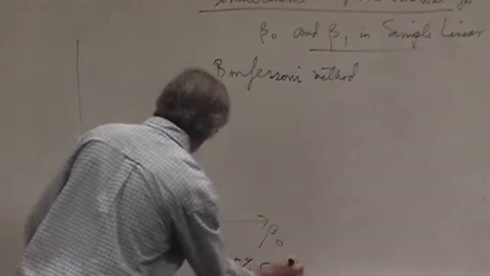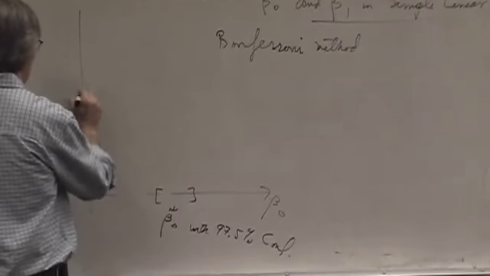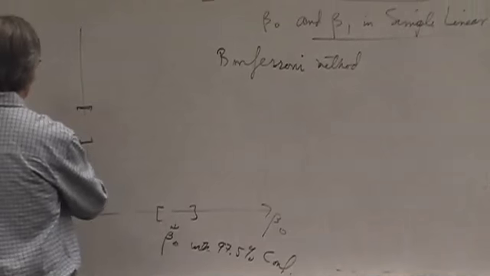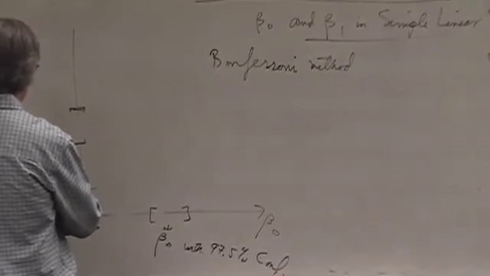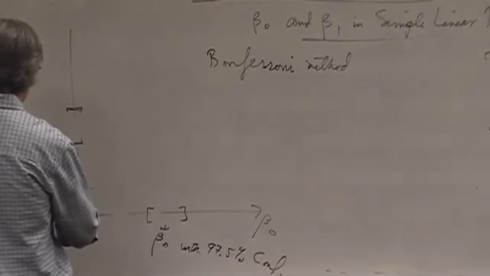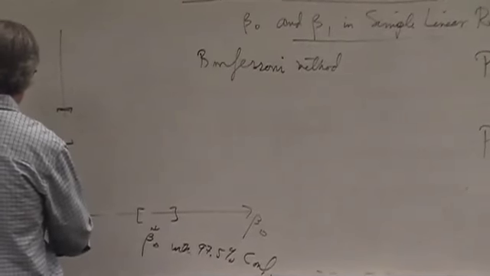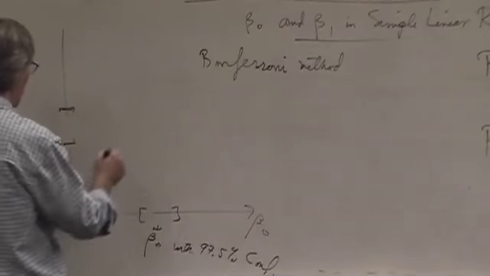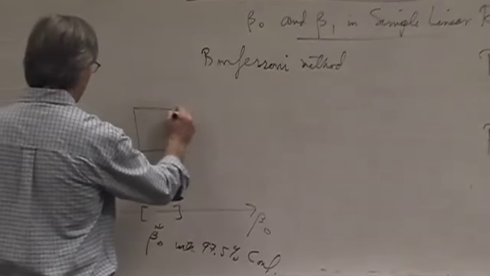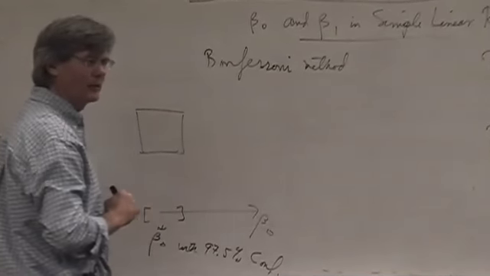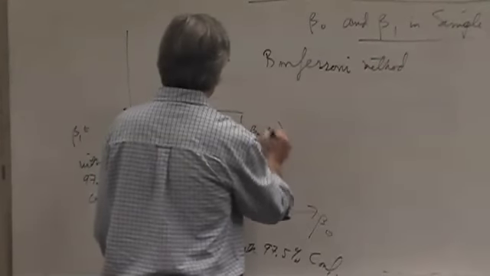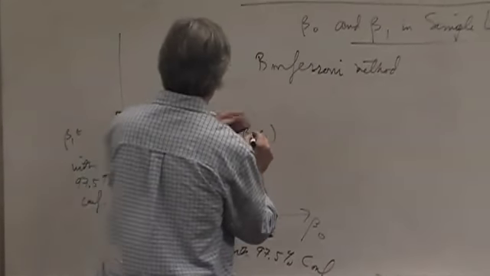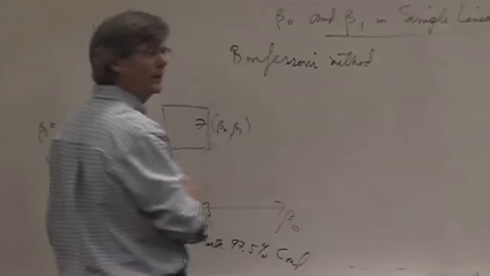Confidence. Okay. And then I've got, let's say, beta 1 in this interval with 97.5% confidence. Then together, beta 0 and beta 1 are in this little rectangle, right? With 95% confidence. Beta 0, comma, beta 1 belongs in here. Contains beta 0, beta 1.